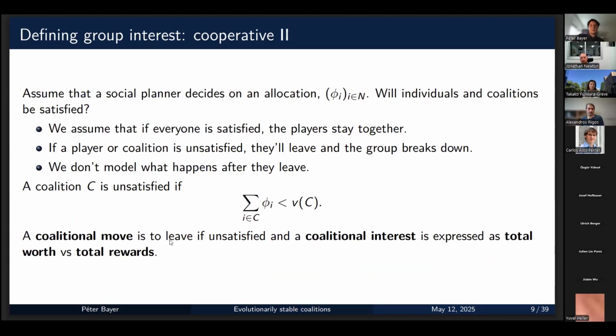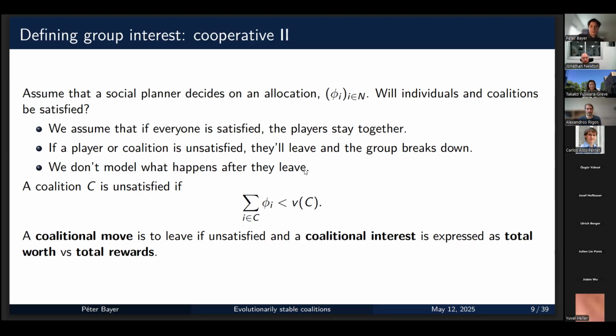Okay, so bringing it back to group interest, assume that I have some sort of social planner, and the social planner decides on an allocation. Okay, gives player 1 phi1, player 2 phi2, and so on. And the question that we pose is: will the individuals and the coalitions be satisfied? And we assume that if everyone is satisfied, the players stay together. Nobody's going to try to block this division. Nobody's going to go on the streets and protest or do something else. If someone is unsatisfied, whether individually or coalitionally, they will leave and the group will break down. So then we can assume that this allocation is in trouble.